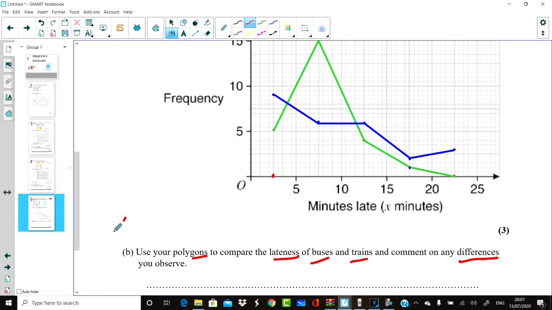So the first thing we can look at in these types of questions, or most graph questions, but especially frequency polygons, is look at the mode. So use the mode to make a comparison, and then the other one would be an observation, so anything you can observe in the graph. So we'll do the mode first.